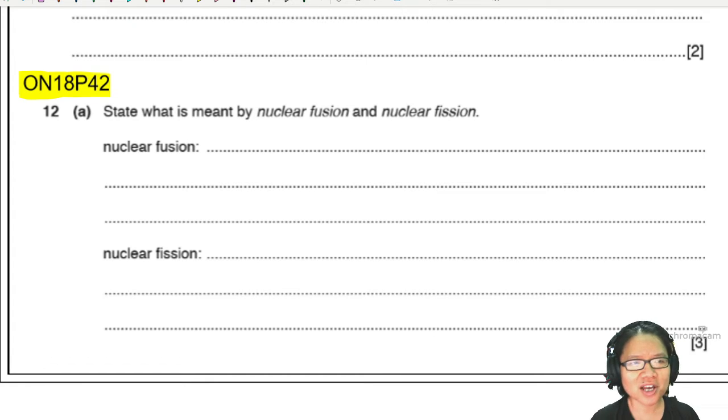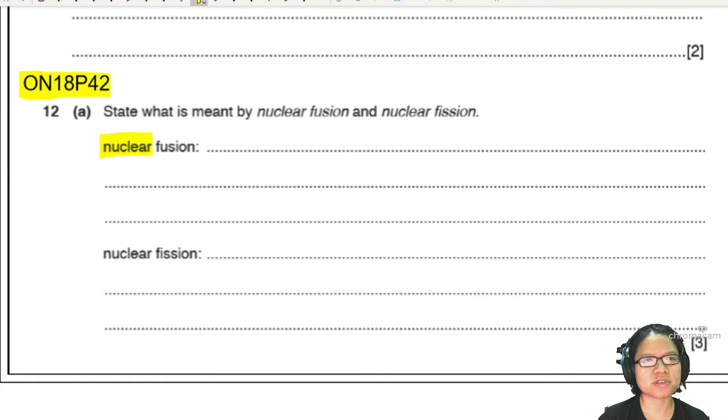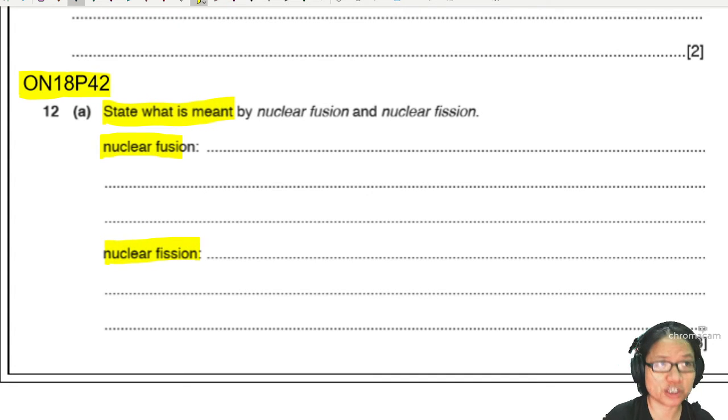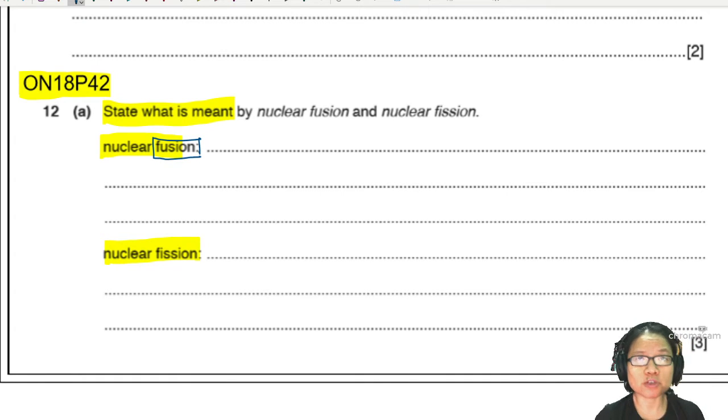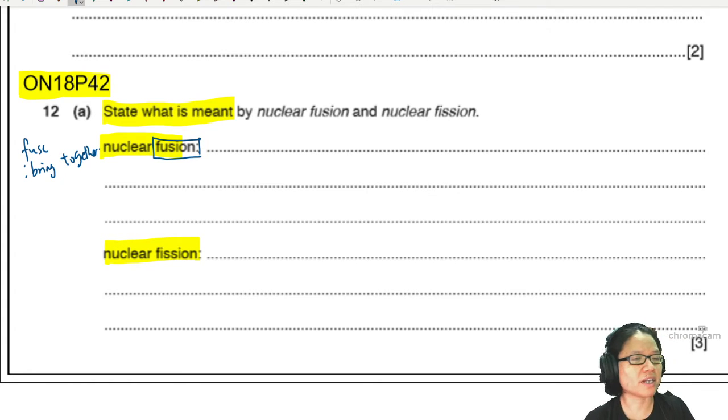Let's check it out. In this one, of course, we're going to start off with definitions. State what is meant by nuclear fusion and nuclear fission. When you look at the word fusion, to fuse means to bring together. For example, you can say, oh my darling, I would like to fuse myself to you. That would be a very nice physics pickup line.